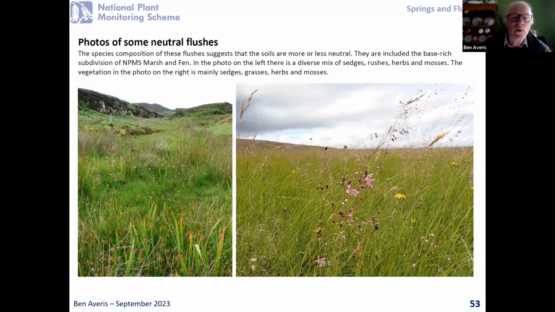Well, you can see the leaves of the iris there as well in the one on the left. And that straight away is going to tell us this is not going to be an acid flush. It's going to be one that's in the NPMS base-rich fine-scale habitat.